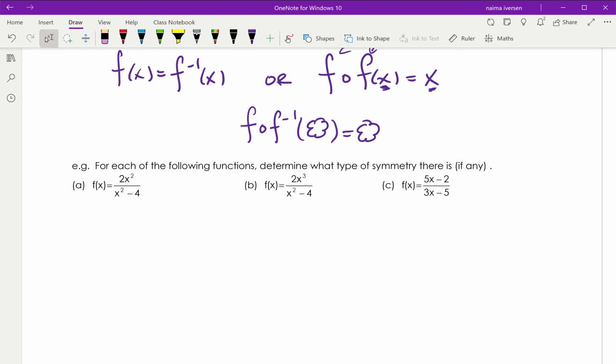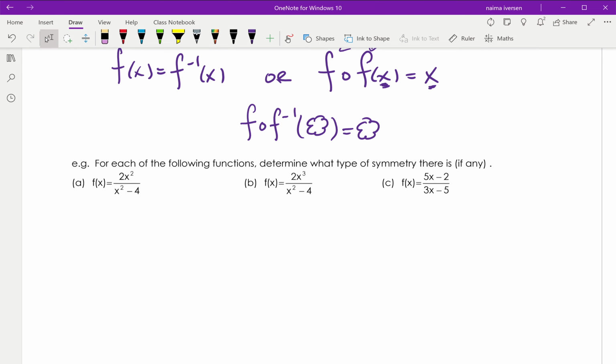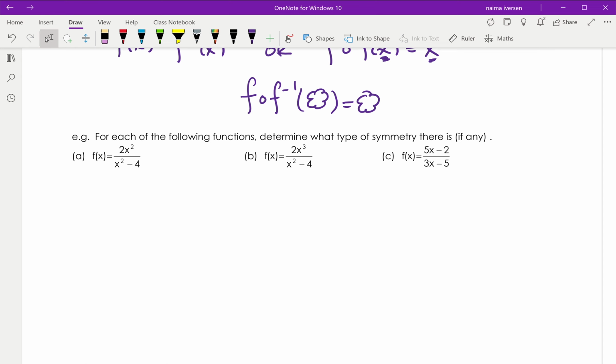Just be aware that for many functions, most functions in fact, you are not really going to get any symmetry. So we're testing for symmetry. It says for each of the following functions, determine what type of symmetry there is, if any. What we want to do is start off with f of negative x, because that will determine whether it's even or odd or neither for that one.